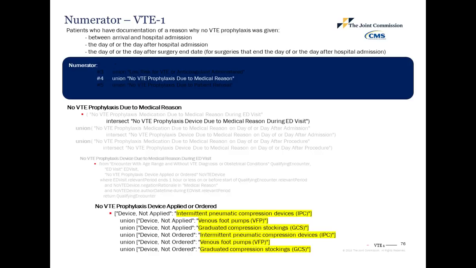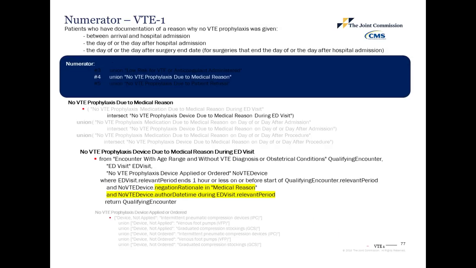Now let's talk about the mechanical VTE prophylaxis, here in slide 76. The logic is looking for any of the highlighted devices not applied or ordered. So in this definition, we use the same negation rationale and medical reason and the same timing conditions as the pharmacological VTE prophylaxis not done, but it applies to a device not done, so we would use that same timing.